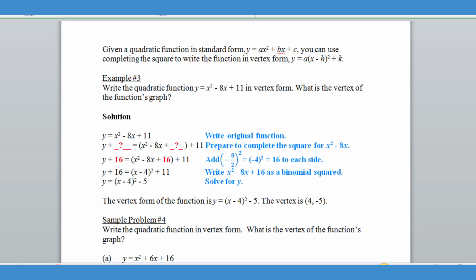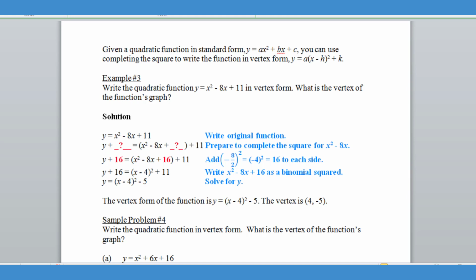For vertex form, however, we're going to go through a process called completing the square. It's a little bit more complex. So what we're going to show you how to do here is to take the standard form of a quadratic equation and use the completing the square process so that we can make this in an easier form to graph.